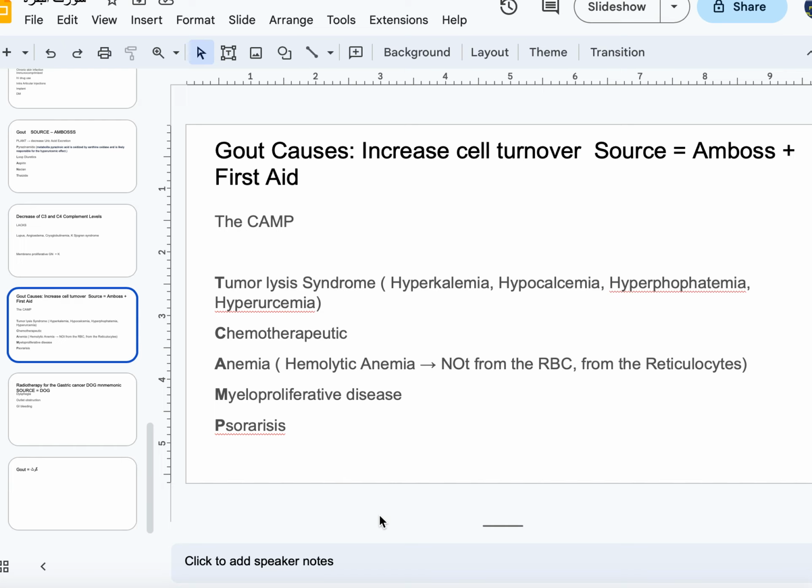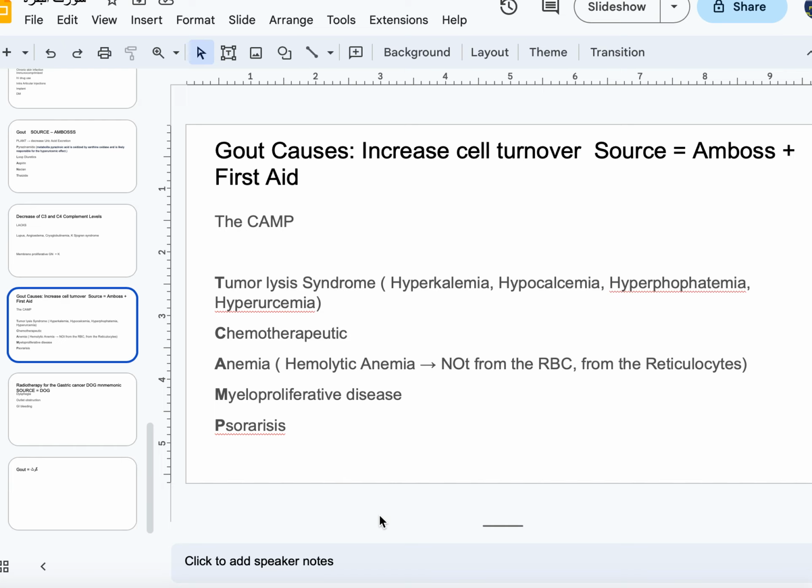So anemia itself, hemolytic anemia especially, does not cause gout, but rather it is the fact that in hemolytic anemia, the reticulocytes, so these are like precursor cells, are going to be breaking down, and this is what is going to be causing the gout. And the next thing is going to be myeloproliferative diseases, so that can also be a cause of gout.